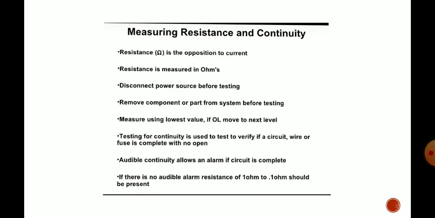Testing for continuity is used to verify if the circuit, wire or fuse is complete with no open. Audible continuity sounds an alarm if circuit is complete. If there is no audible alarm, resistance of 1 ohm to 1 ohm should be present.